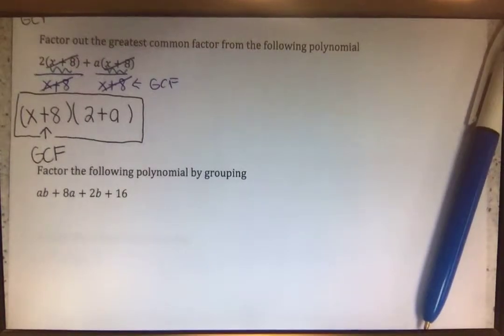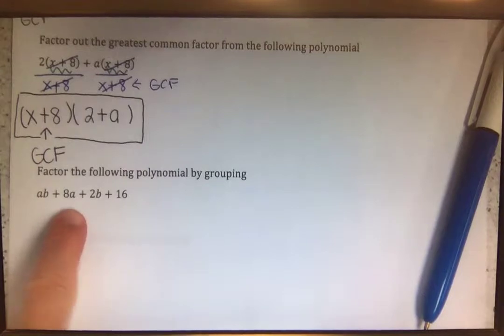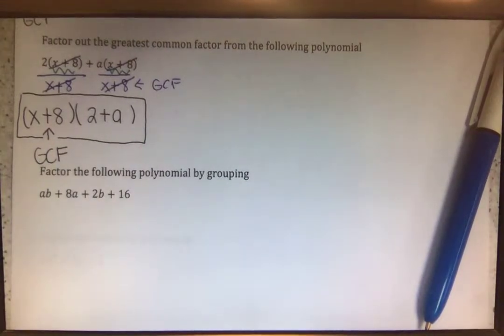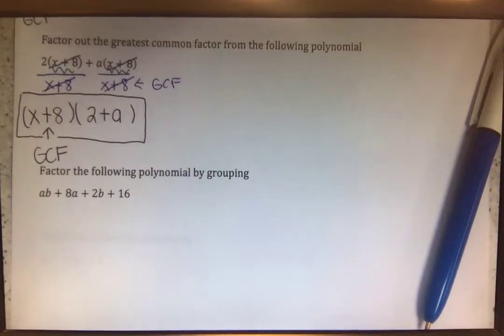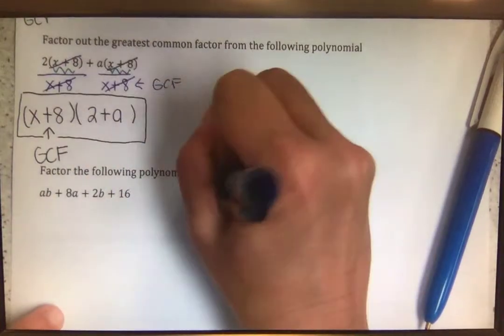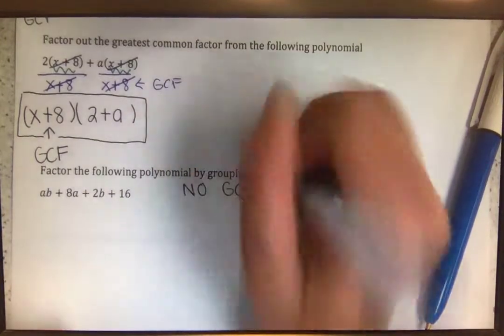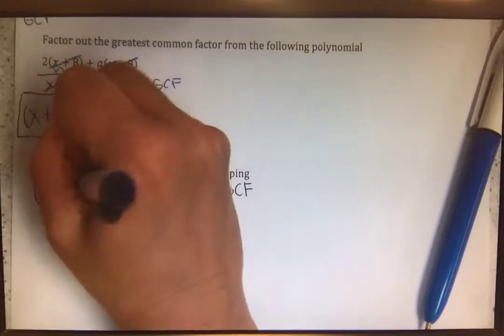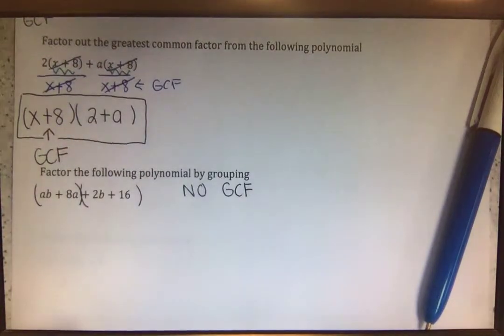The next question says factor the following polynomial by grouping. So our first step in factoring is factoring out the GCF. So we have AB plus 8A plus 2B plus 16. Looking to see what they all have in common. As of right now, they have nothing in common, so there's no GCF. So then it says factor by grouping. So it means I'm going to group these first two terms together and group the last two terms together to then see if they have a GCF.